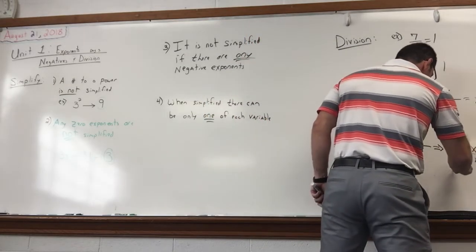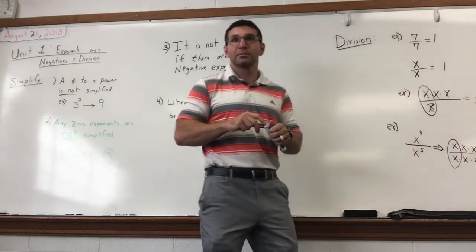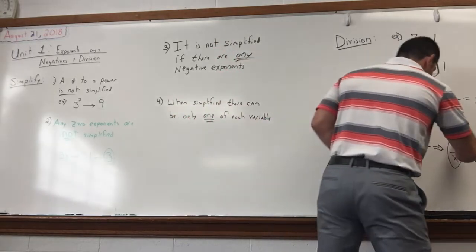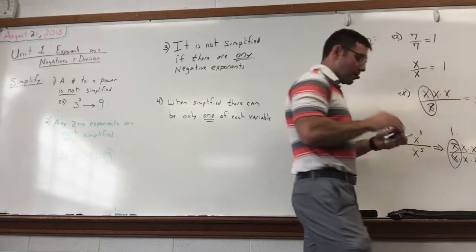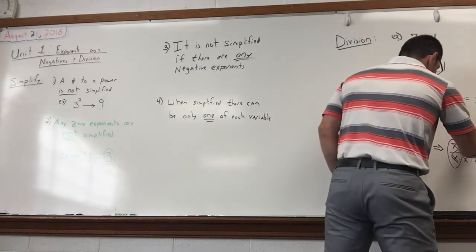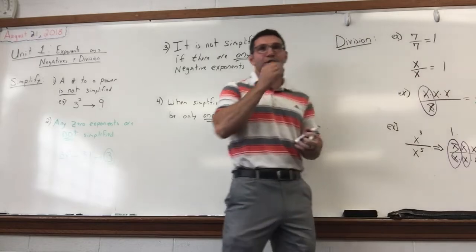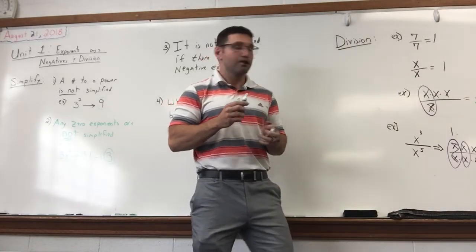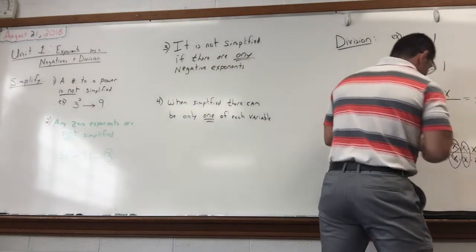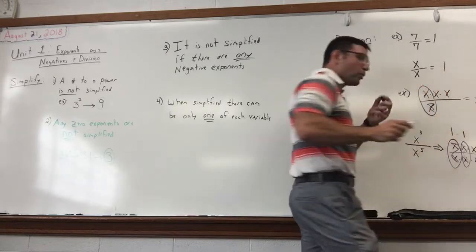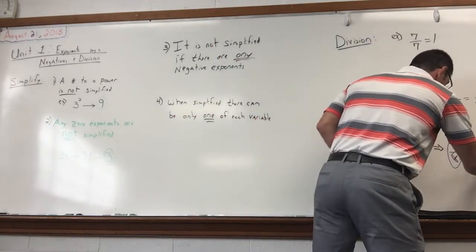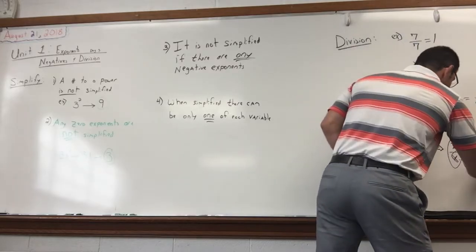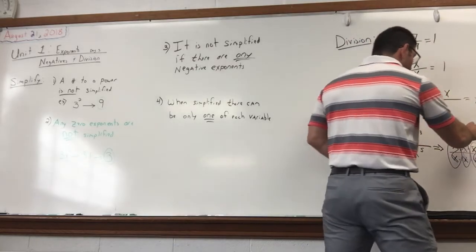What is this x divided by x? 1. So now I've got 1 times. What is this x divided by x? 1. So they're not going away, they're just becoming 1. What is this third set that matches up? 1. Oh, when they divide, they're 1. So now I have 1 times 1.